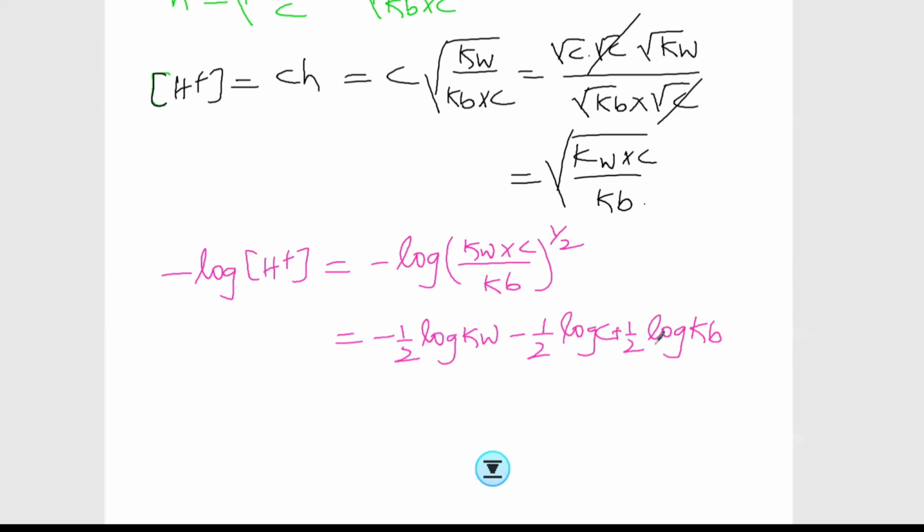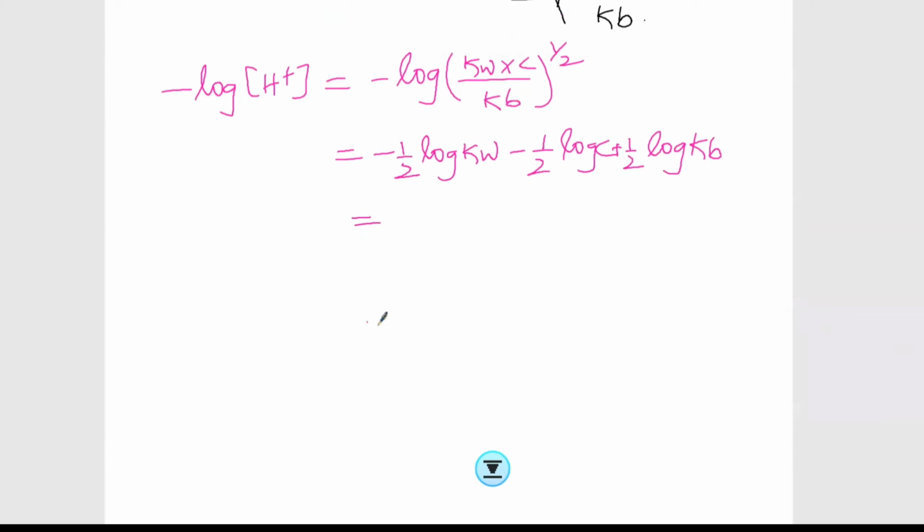Plus 1 by 2 log KB. Okay, so the ionization of water at 25 degrees centigrade is what? 10 to the power of minus 14. Therefore, I can write here minus 1 by 2 log 10 to the power of minus 14 minus 1 by 2 log C plus 1 by 2 log KB. Okay, so this becomes what? 14 by 2, 7, right?